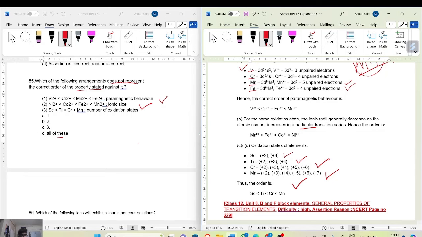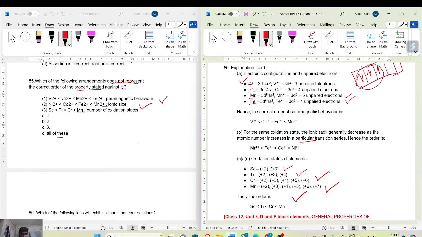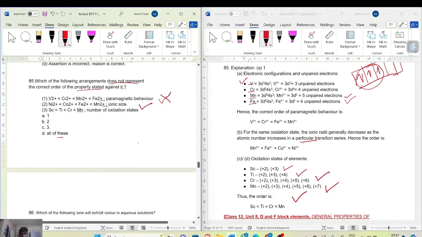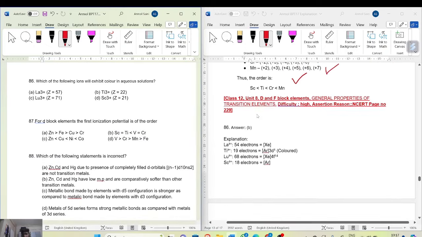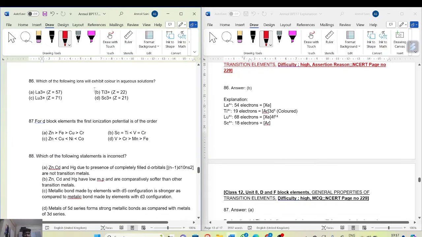And here we are asked for the incorrect property. So the first property is incorrect. So our correct option will be A, because the first one is incorrect. Okay. So now let's come to question number 86.